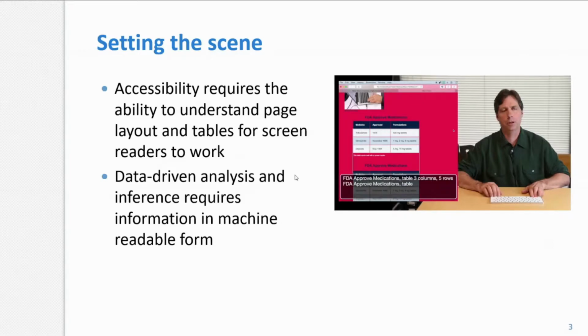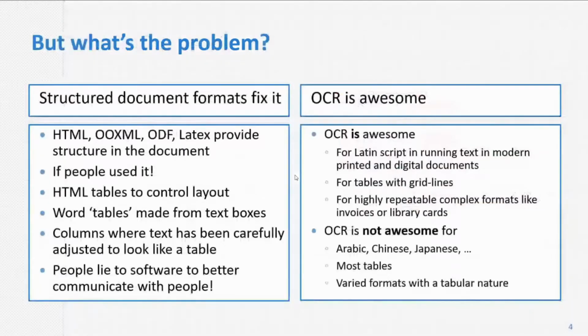And of course, any kind of business critical data-driven analysis and inference requires information in machine readable form. A lot of business information, however, is locked up in documents, even if they're things like Microsoft Word or PDF. They're not necessarily in a form that we can then do interesting reasoning and inference with. So having said that, there's a perspective that says, what's the problem, mate?